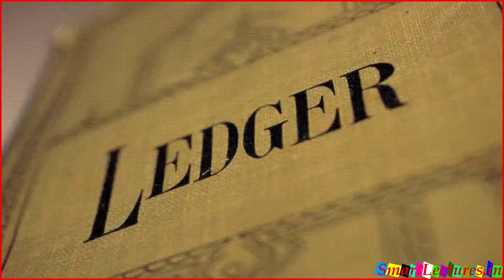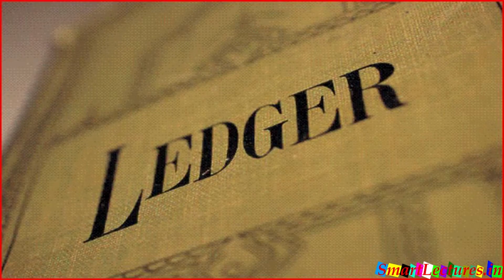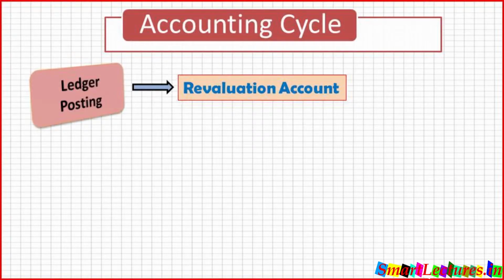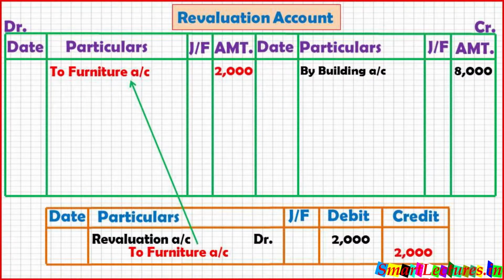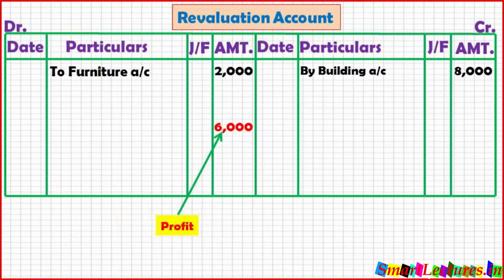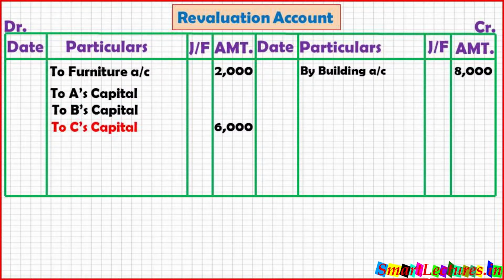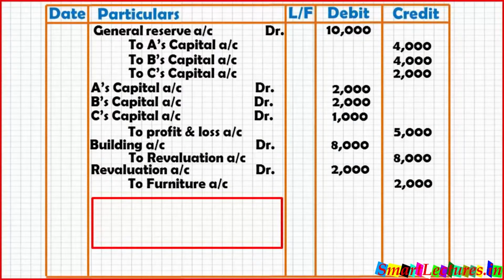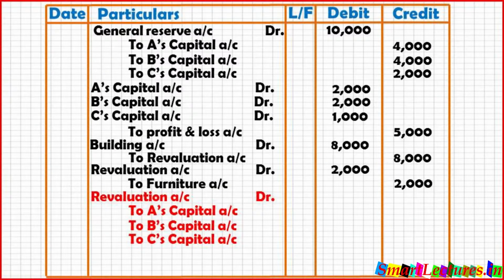Now this is the turn of ledger posting. First of all, we have to prepare revaluation account. So by building 8,000, to furniture 2,000 and the balancing figure on debit side is 6,000, this is the profit, and to A's capital, to B's capital, to C's capital 2,400, 2,400 and 1,200. Totals on both sides 8,000. So we had left the space for one journal entry. Let's complete the journal entry. Revaluation account debit to A, B, C 6,000, 2,400, 2,400, 1,200.